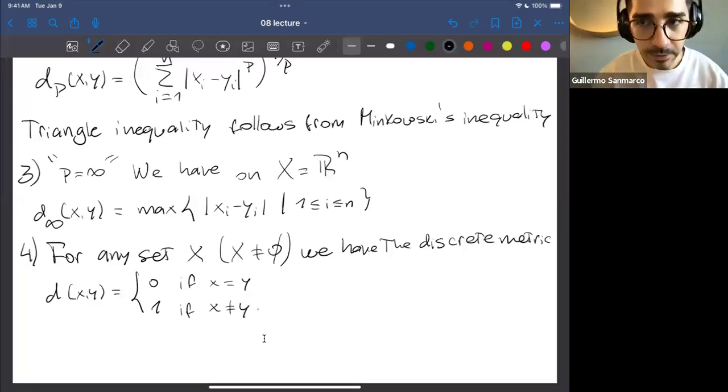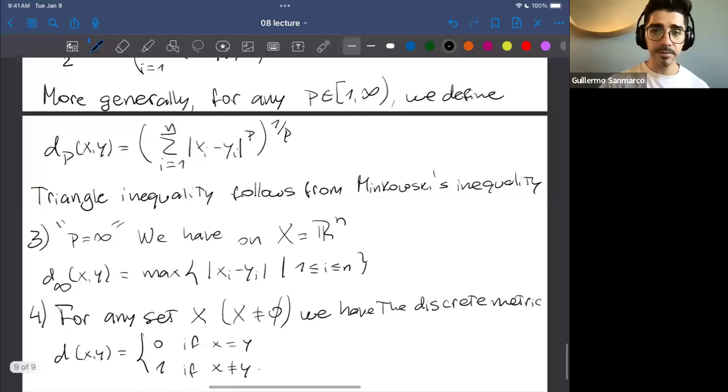Okay. So far, there's no topology going on here. Are there any questions about these definitions and examples?